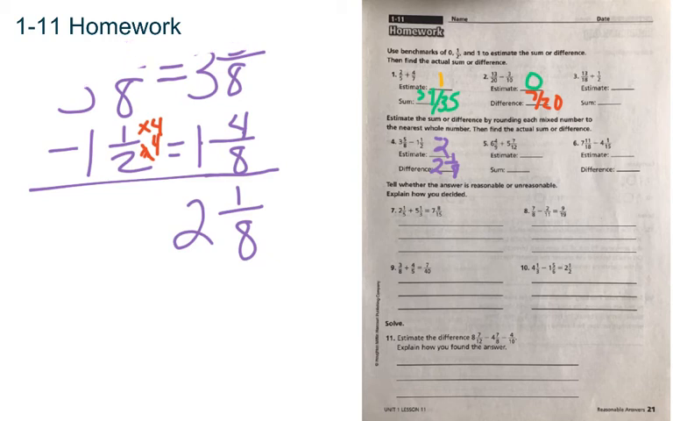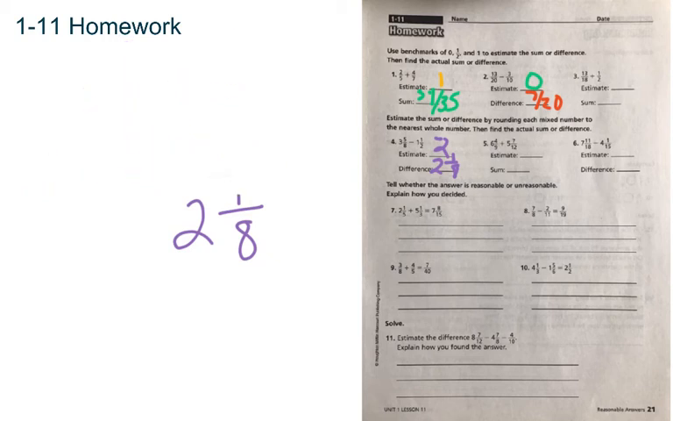I'm going to now have you guys move down. You can do 5 and 6 on your own, but I'm going to have you move down to 7 through 10. And 7 through 10, it says tell whether the answer is reasonable or unreasonable and explain how you decided.